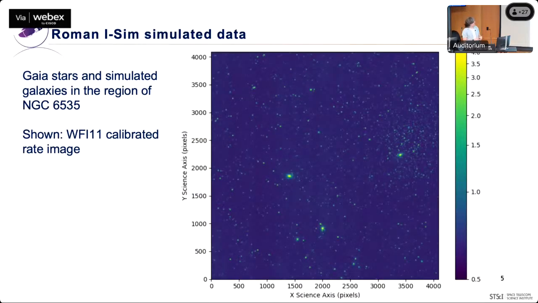So here's what our Roman ISIM data look like. This is one detector. This is WFI-11. This is the level 2 file. So this has been calibrated for detector effects. And so you can see we have a mixture of stars and galaxies here, and you can see the core of the globular cluster off to the right in the image.